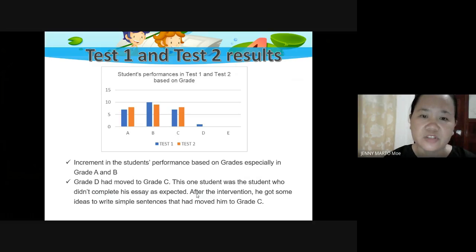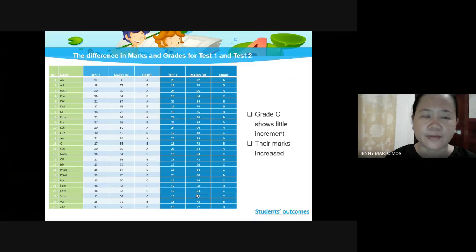From these results, I found out that there is an increment in students' performance based on grades, especially in grades A and B. Grade D had moved to grade C, and this one student was the student who didn't complete his essay as expected, as I told you during the first part of the presentation. After the intervention, he got some ideas to write simple sentences that moved him to grade C. These are the differences between test 1 and test 2.